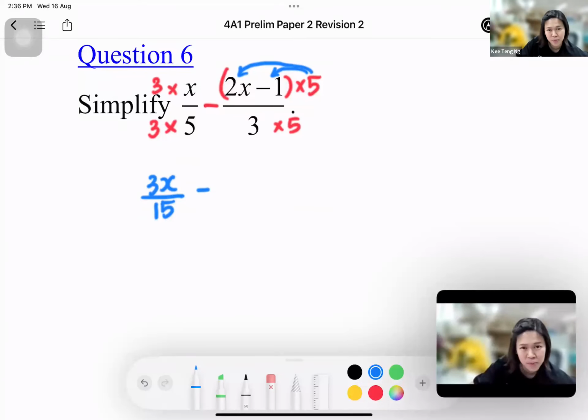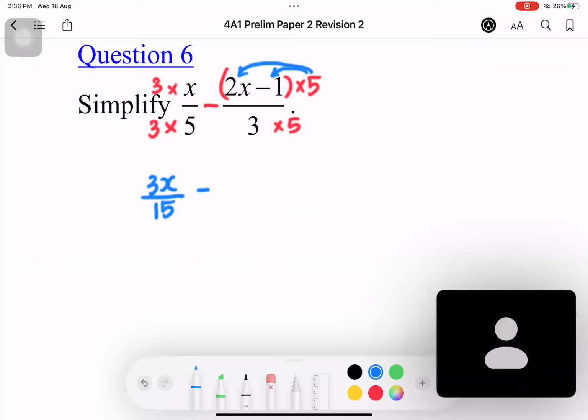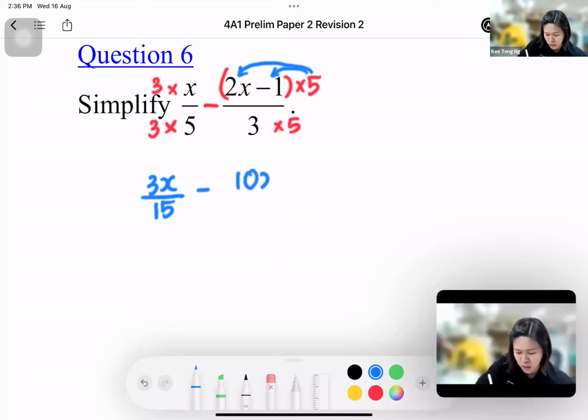Anyone? Zacchaeus? 10x minus 5. Okay, who's the kind soul who gave it? Elvis. 10x minus 5. Must remember the 5 also must multiply to the number at the back. Okay, out of 15.